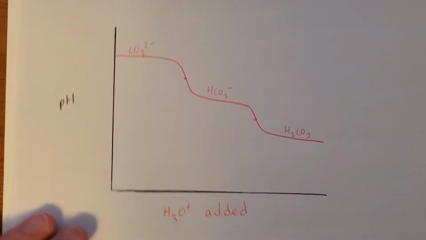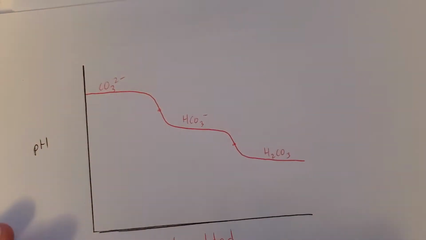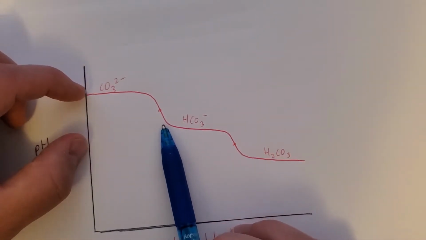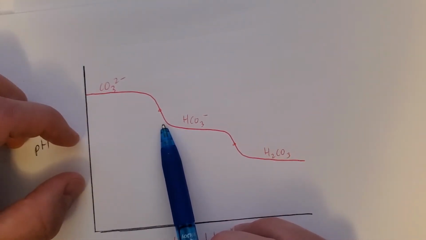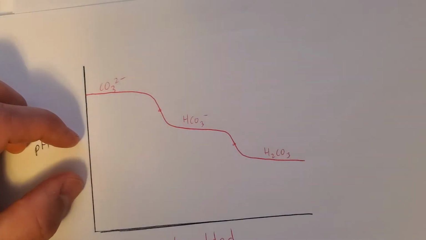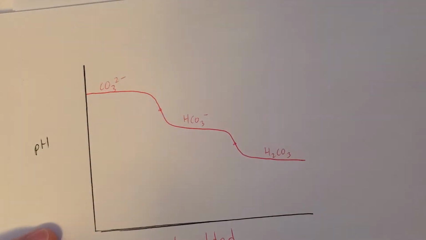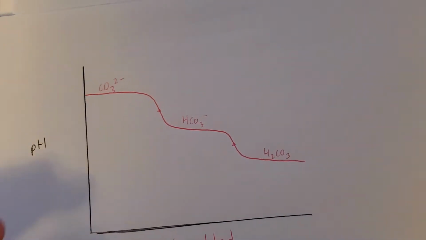One last thing I want to say is every time there's an equivalence point, the pH changes quite a bit. Remember, pH is a logarithmic scale. So if the pH changes by 2, that represents a 100 times more or less acidic. So I'll show you a consequence of that.